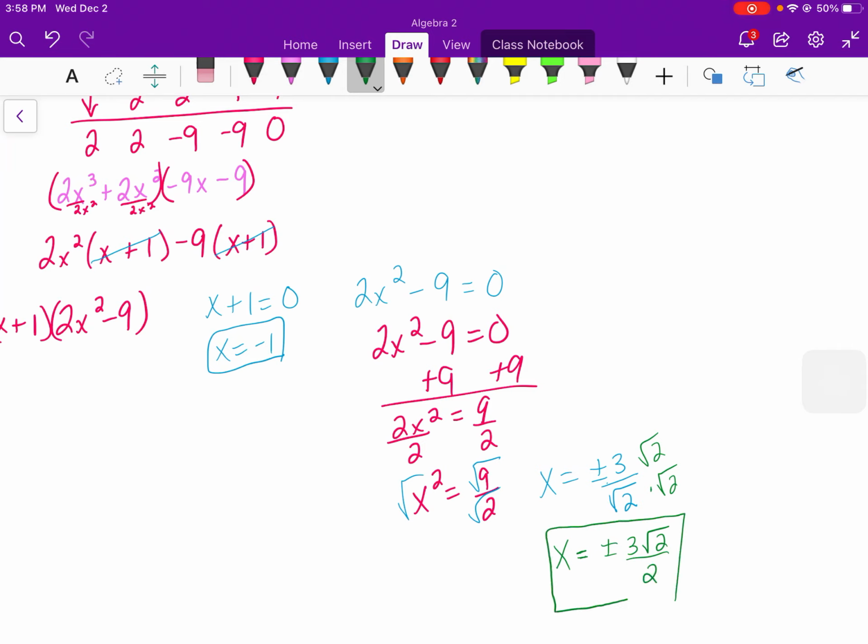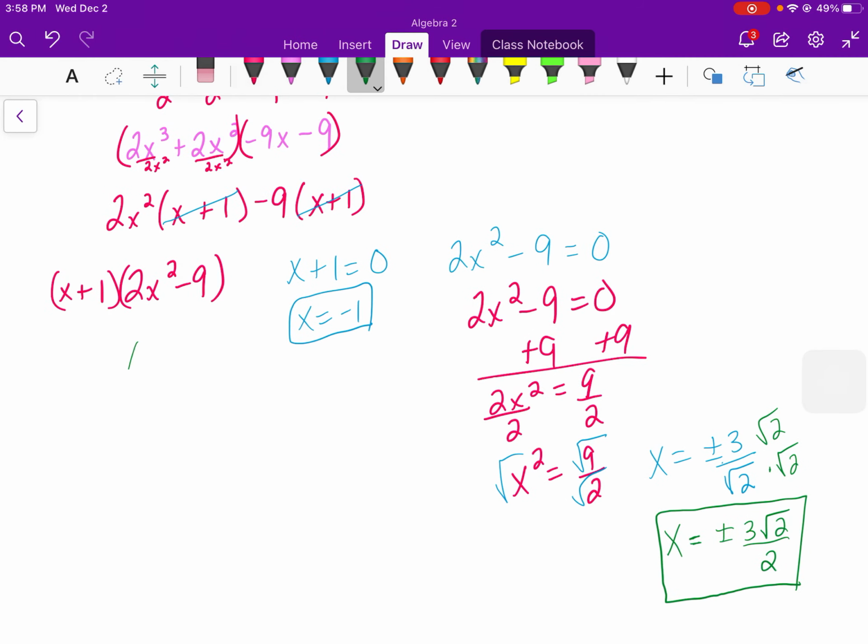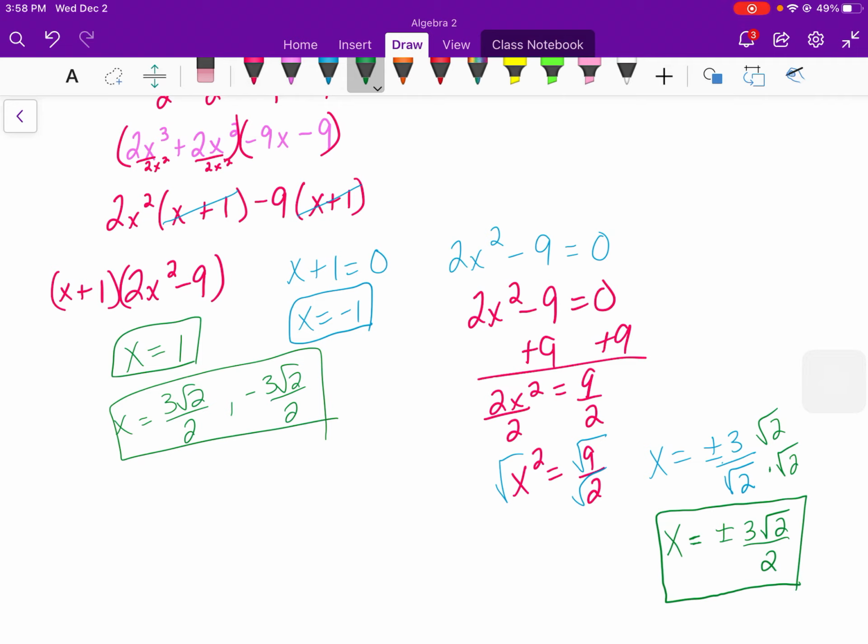That's in rationalized denominator form. Square root of 3 divided by the square root of 2 and 3 square roots of 2 over 2 are equivalent. The one in green is just the rationalized form, which is technically more correct in algebra. So your 4 answers were x equals positive 1, x equals negative 1, 3 square roots of 2 over 2, and negative 3 square roots of 2 over 2. So those are our 4 answers for that one.